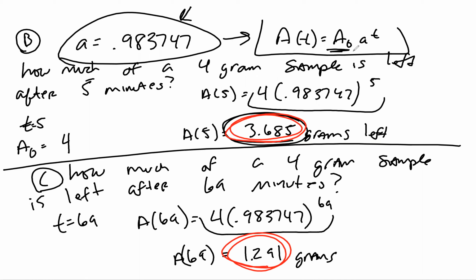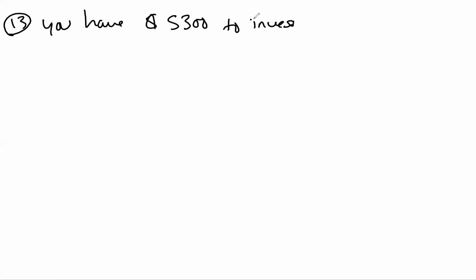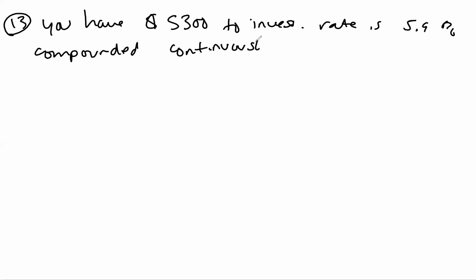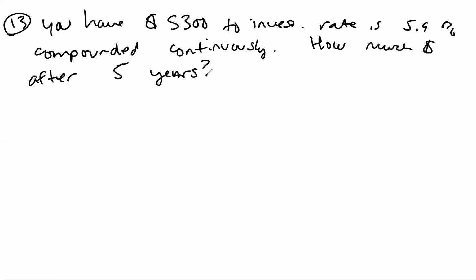All right, 2 more problems to go. 13. You have $5,300 to invest. The interest rate is 5.9%, and it's going to be compounded continuously. Okay, the question is, how much money do you have after 5 years?